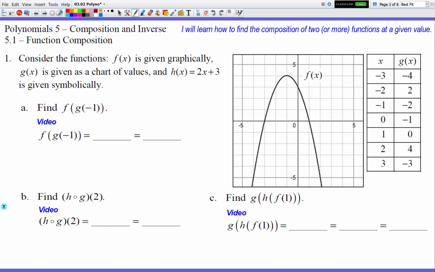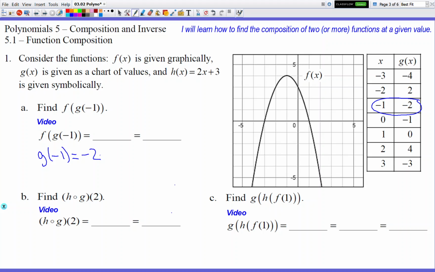So it says, plug in -1 into function g. So what number pops out of plugging in -1 into function g? So let's just write that on the side. So g of -1, when I look at my table, when I plug -1 into the function called g, here's what happens. I get -2 popping up. So g of -1 is known as -2.